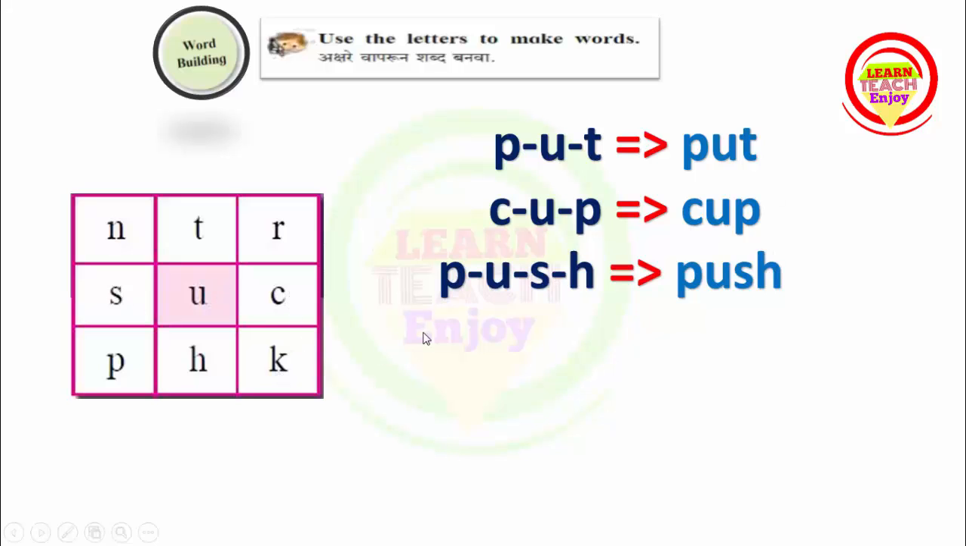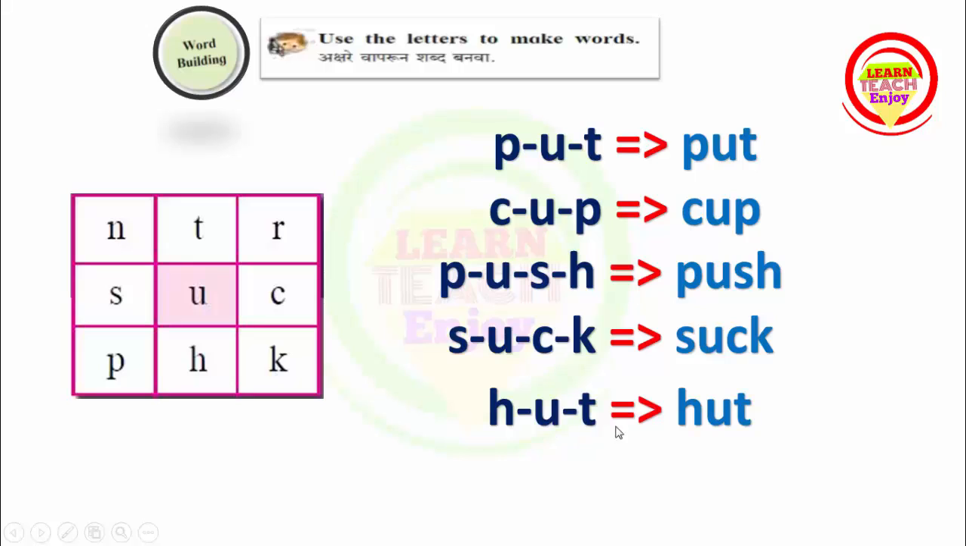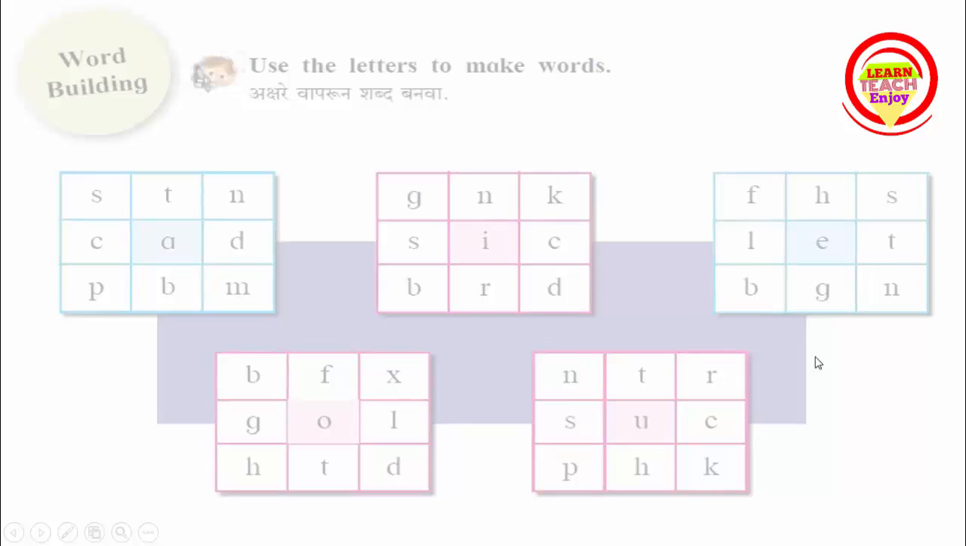Then next S-U-C-K, suck. Suck means चोखणे. Then next H-U-T, hut. Hut means झोपडी. So we can write here hut. Then next C-U-T, cut. So we can write here cut. Like this you try to make meaningful words at home and write all in your notebook.